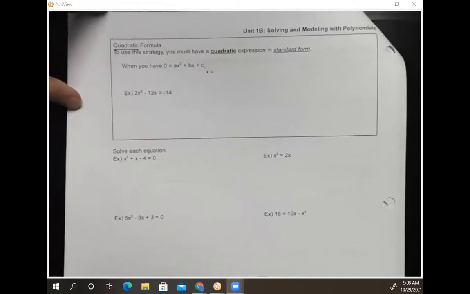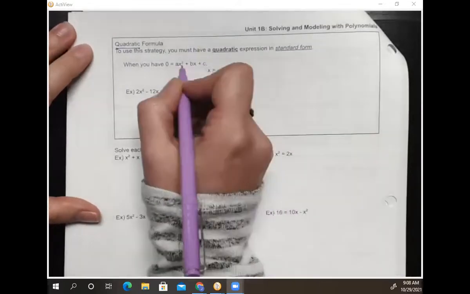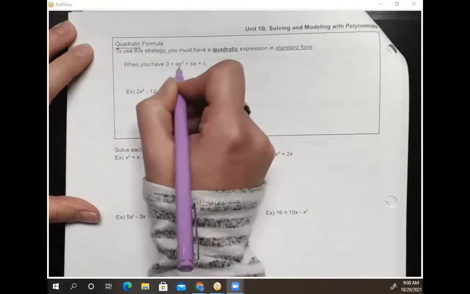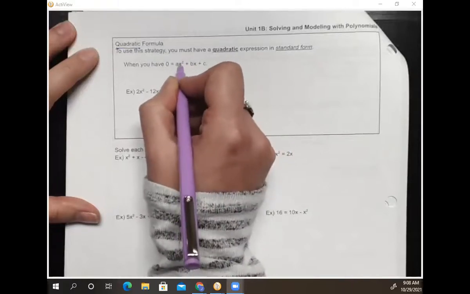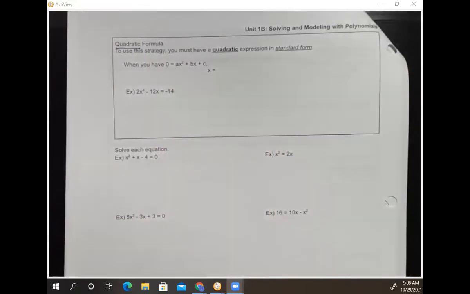So we need our quadratic to be in standard form, which remember looks like this: everything on the same side set equal to 0, our x squared term, our x term, and our constant term. The quadratic formula uses the coefficients and constant terms from a standard form quadratic to be able to find our solution, okay? So here's what that looks like.